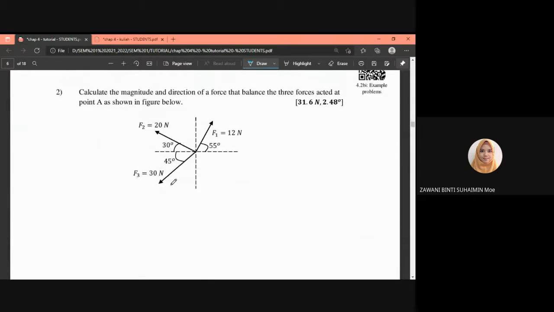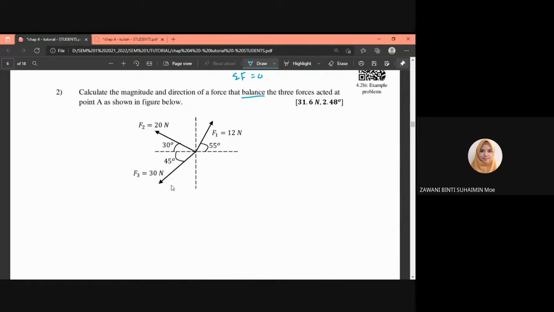Calculate the magnitude and direction of a force that balance the three forces acted at point A as shown in figure. Okay, so maksudnya sekarang ni, okay, dia nak awak bagi dia lagi satu force yang membolehkan ketiga-tiga force ni berada dalam keadaan apa yang dia kata balance. Okay, maksud balance kat sini, total force sama dengan kosong.